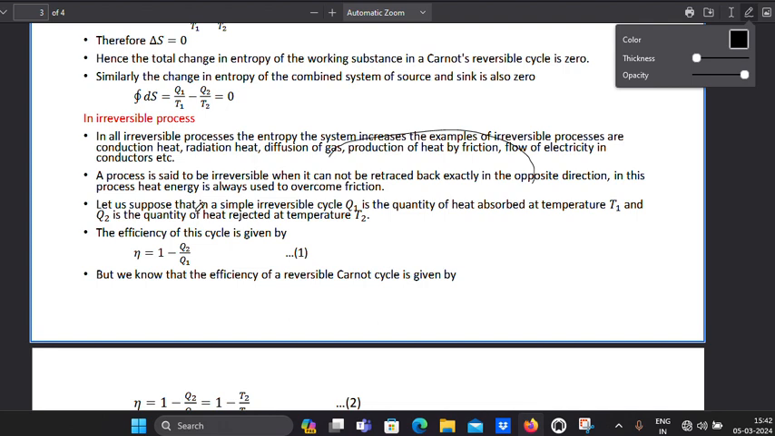Let us suppose that in a simple irreversible cycle, Q1 is the quantity of heat absorbed at temperature T1 and Q2 is the quantity of heat rejected at temperature T2. So Q1 is the quantity of heat absorbed at temperature T1, and Q2 is rejected to the sink at temperature T2. So it is the source temperature and sink temperature, source heat and sink heat.